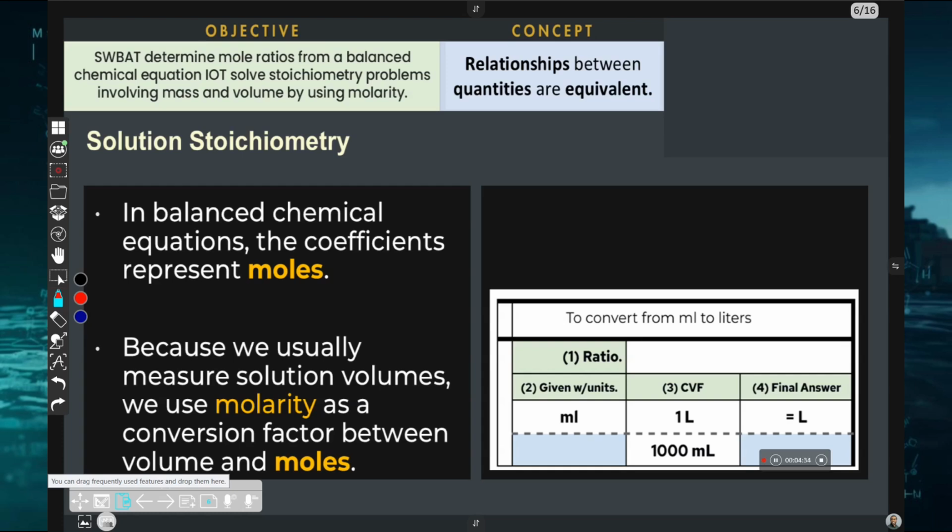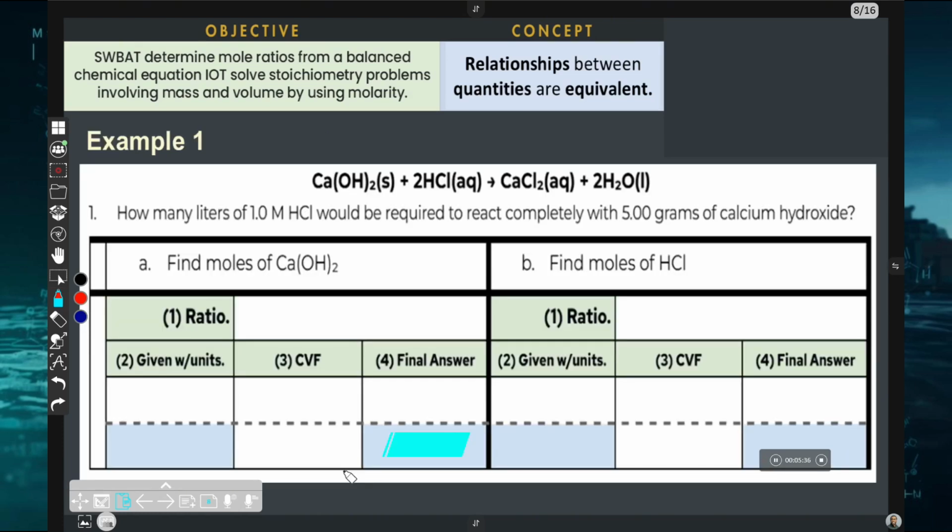The most common way to measure out a solution is by the volume. So because we usually measure solution volumes, we use molarity as a conversion factor between the volume and the moles. So let's begin with our first problem.